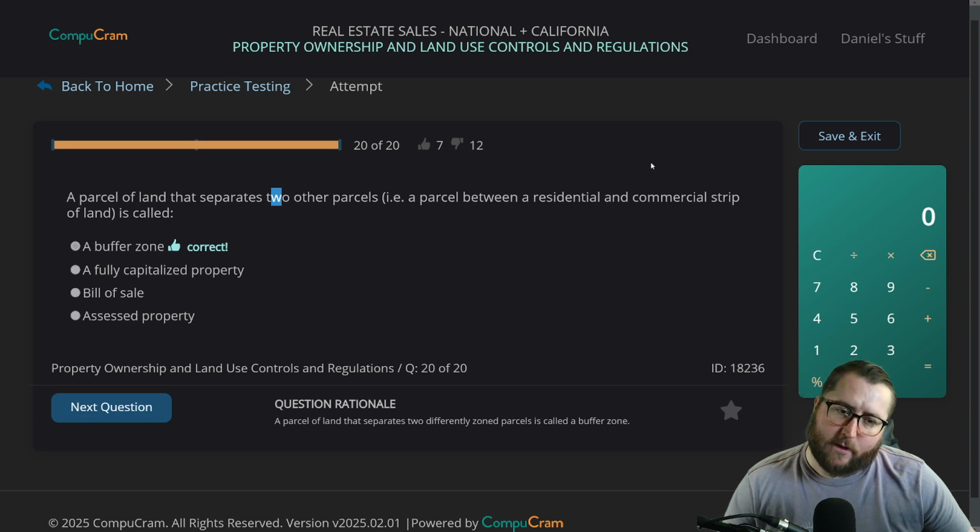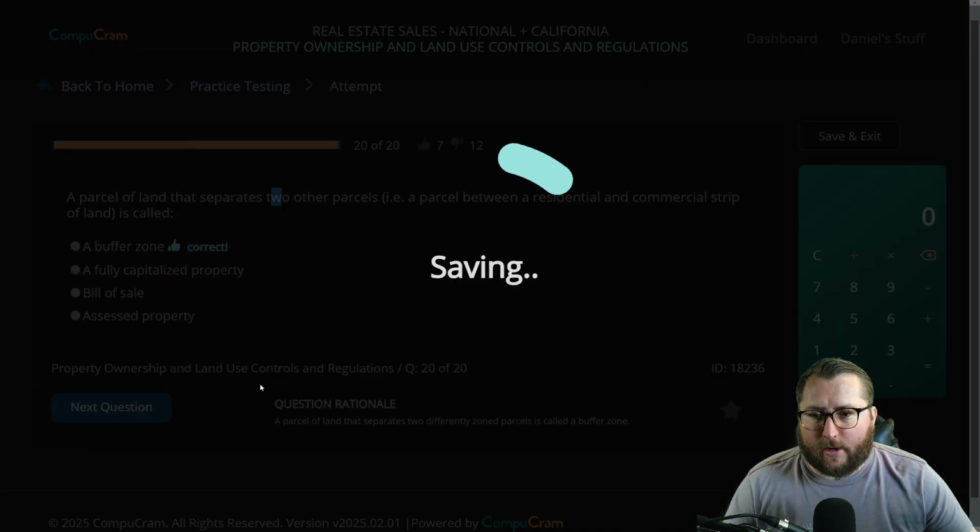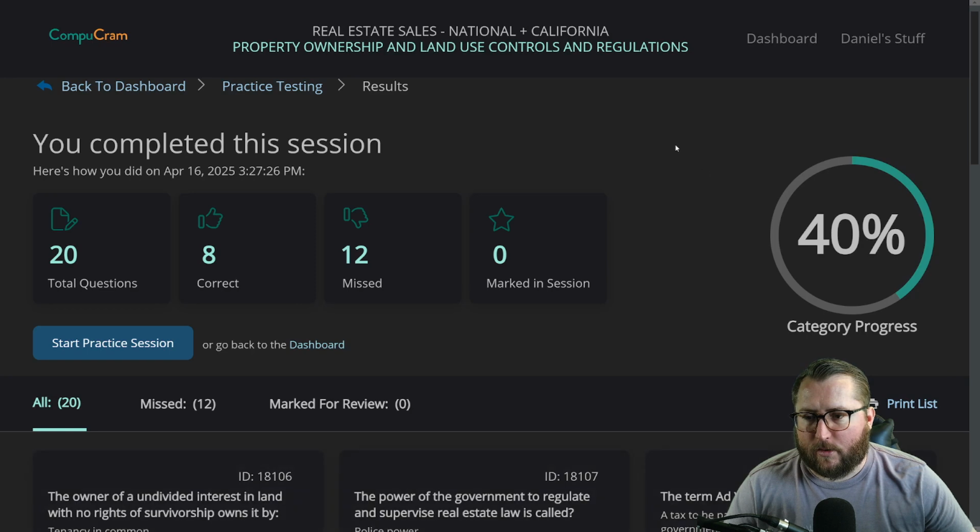All right, let's see how we did. I don't think we did very good. We got 8 correct and we missed 12. All right, we got to work on this category, guys. Property ownership and land use controls and regulations.